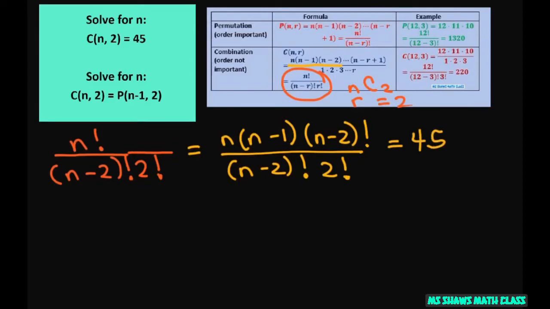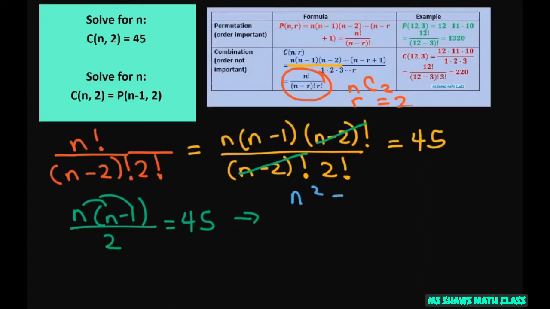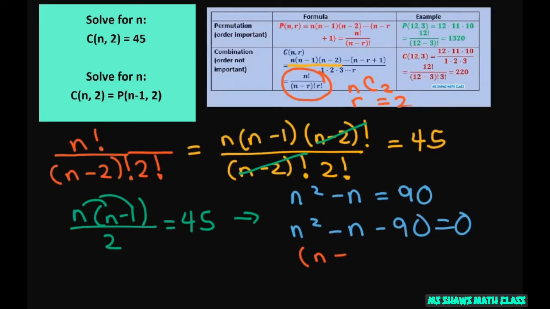Now simplifying, these two will cancel. So we're going to have n times n minus 1 divided by 2 times 1, which is 2, equals 45. Now I'm going to cross multiply and also distribute. So when you do that, you're going to get n squared minus n equals 90. Now since it's quadratic, let's subtract 90 from both sides and set this to 0 and factor. So when you factor, you're going to get n minus 10 and n plus 9.